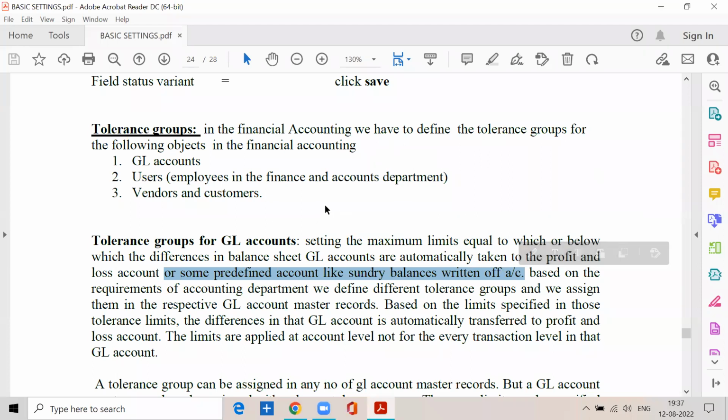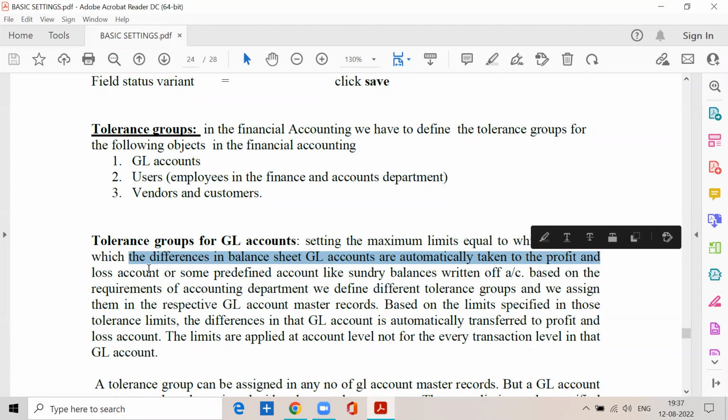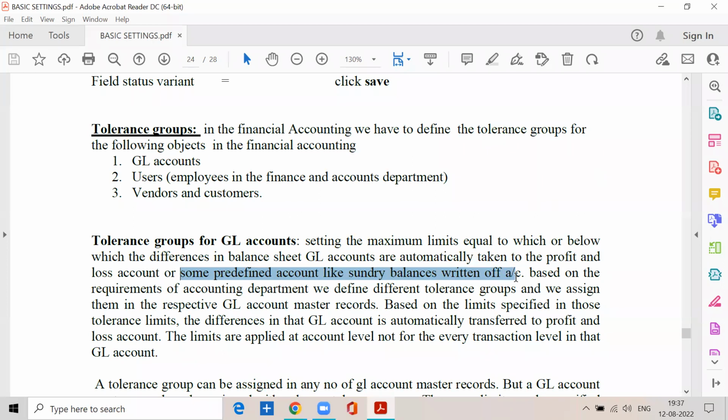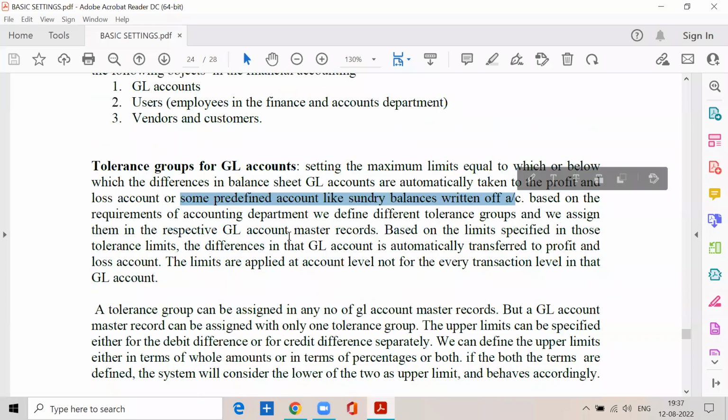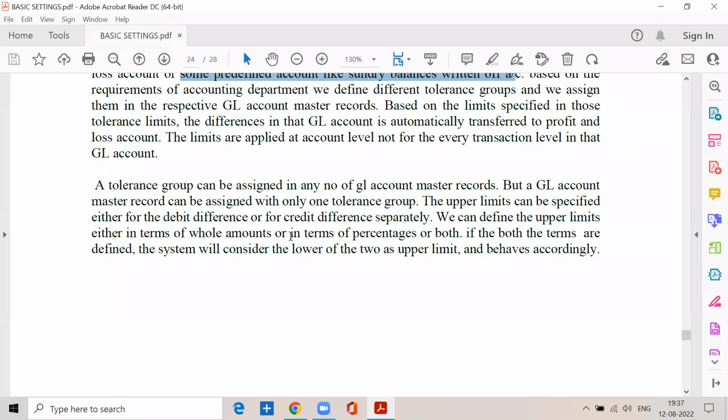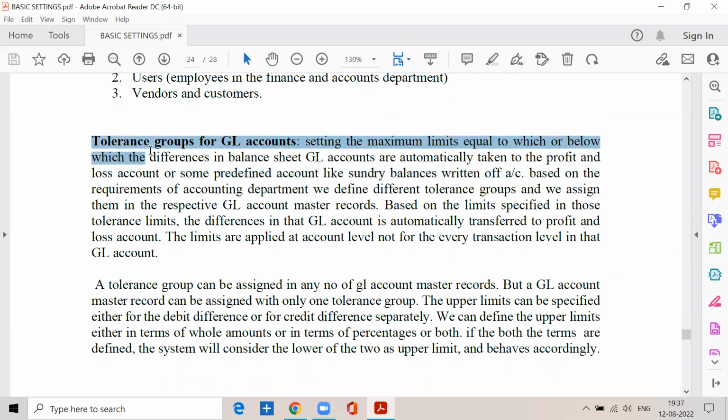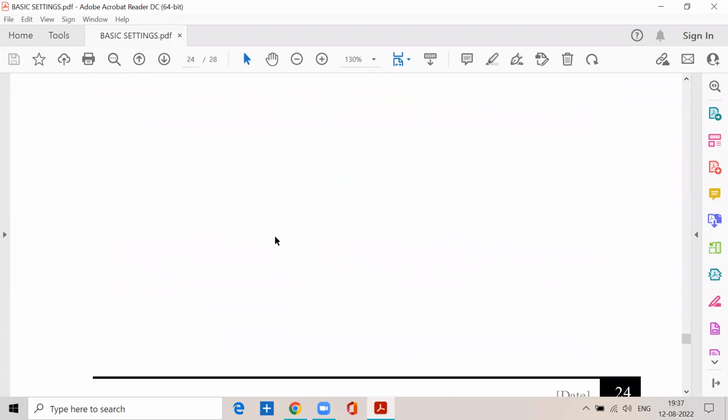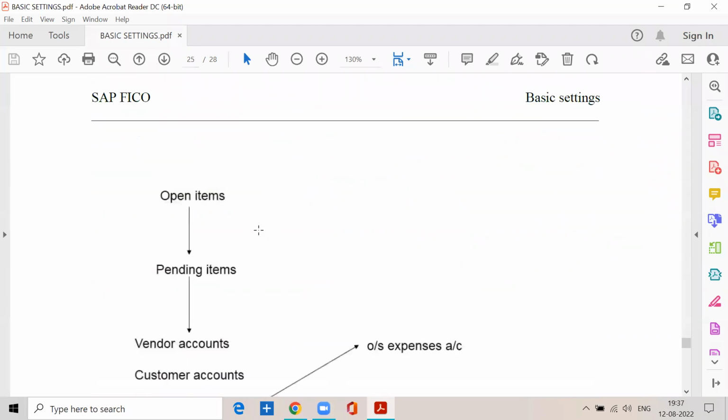Again, I'm reading. Setting the maximum limits equal to which or below which the differences in the balance sheet GL accounts are automatically taken to the profit and loss account or some predefined account like sundry balance written off account, means what? So before going to explain what is this tolerance groups for GL accounts, we have to understand one more concept in SAP, open items.